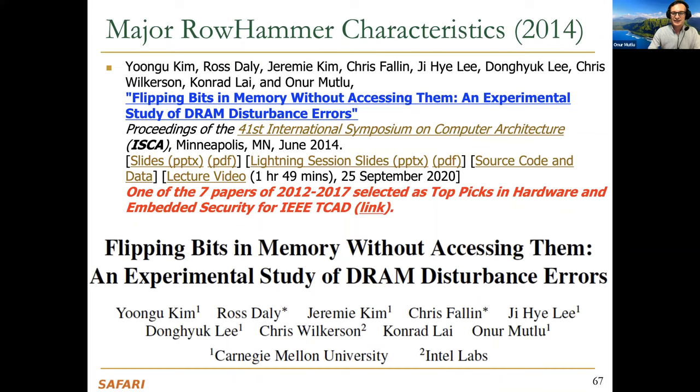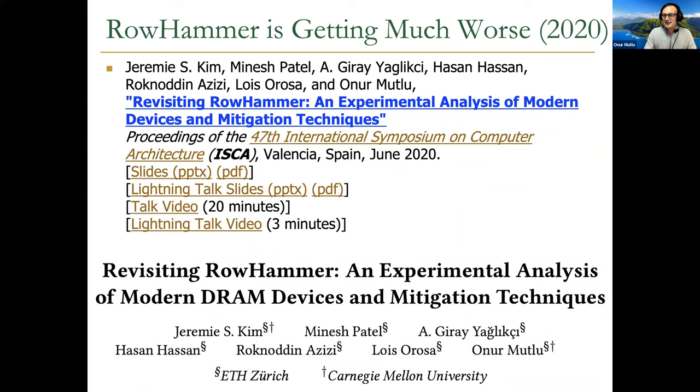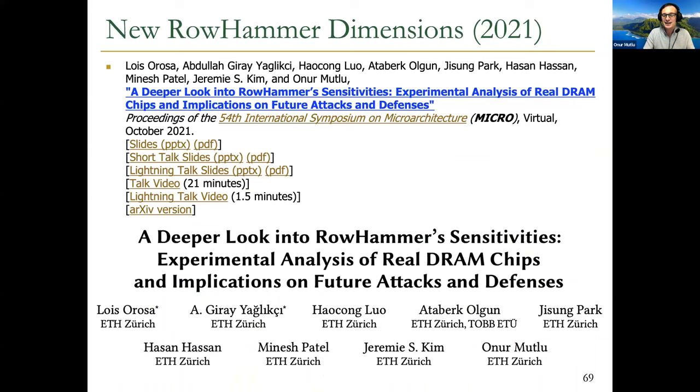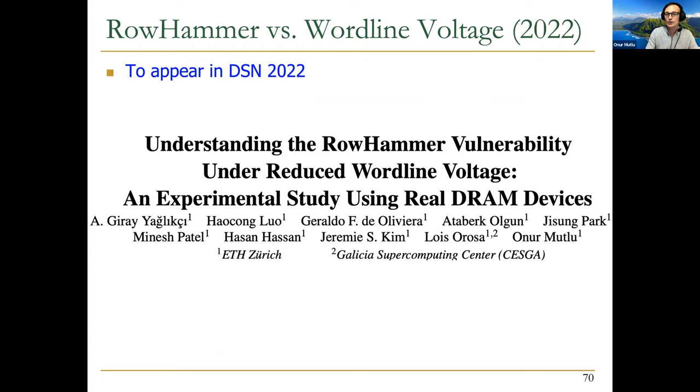Okay, so later I will show you this more recent paper that shows that RowHammer is getting much worse, and basically all aspects of RowHammer are getting much worse. I'm going to talk about that. And RowHammer has more dimensions, as we will see. It's affected by temperature significantly, for example, but we'll talk about that. And there's one more work coming up in DSN where we try to understand RowHammer with wordline mapping. So understanding RowHammer is important.